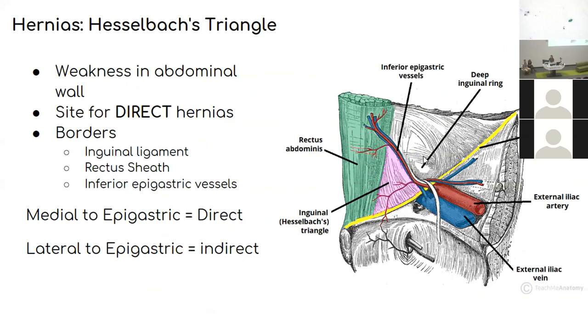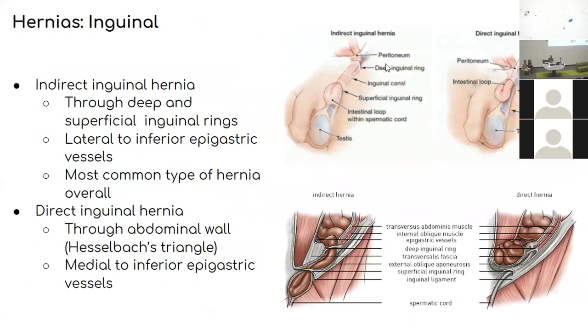So just to go over that again. Our indirect hernias are going to be moving through the deep inguinal ring and then coming out the superficial inguinal ring, and that will be lateral to our epigastric arteries. And as I've said, the direct is moving directly through the Hesselbach's triangle. I swear this is always a question, so just be able to remember which one's on the medial and lateral side of those arteries. Two or three questions, according to that.